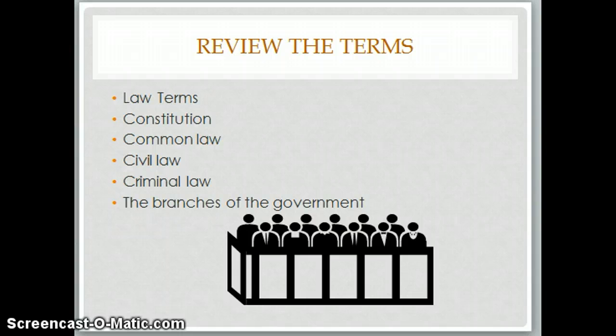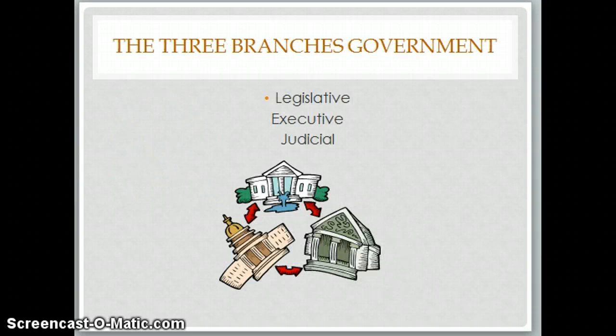Review the terms: Constitution, common law, civil law, criminal law, the three branches of government. The three branches of government include the legislative, executive, and the judicial.